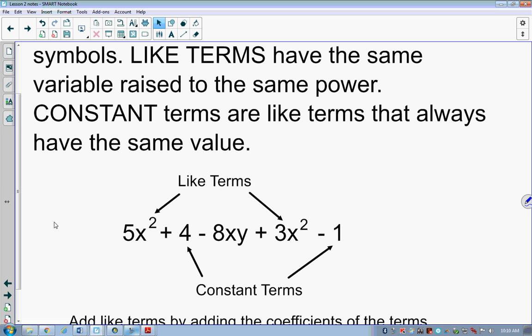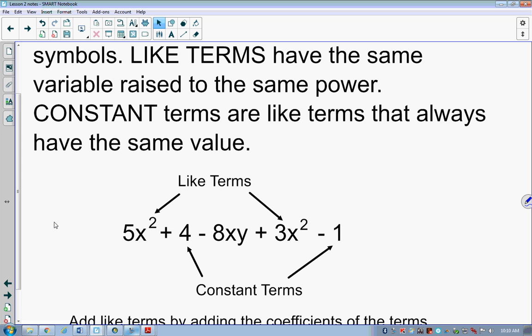4 and negative 1 are constant terms. Can I combine 4 and negative 1? They don't have to be the same value for me to combine them. They just have to be constants. Notice that they have the same variable raised to the same power in the sense that each of them has no variable, therefore raised to no power. Does that make any sense? Okay, you guys get that.